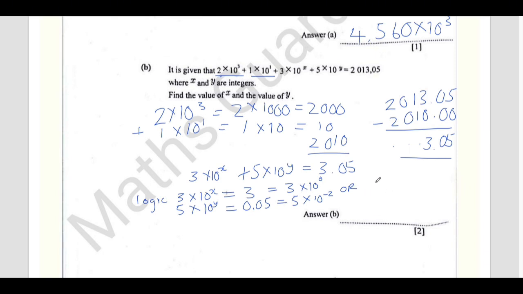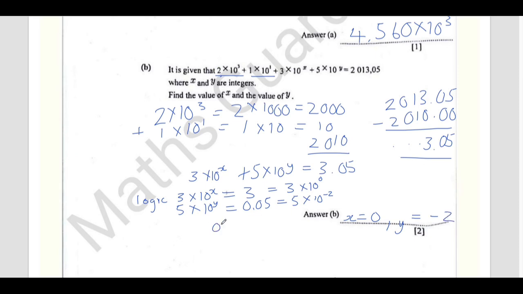The second method which we can use is to use normal division. We already said that 3 times 10 to the power x is equal to 3, and 5 times 10 to the power y is equal to 0.05. So what we are going to do here is write it in this way. I'm going to write the answer first. We've determined that x is equal to 0 and y is equal to minus 2.